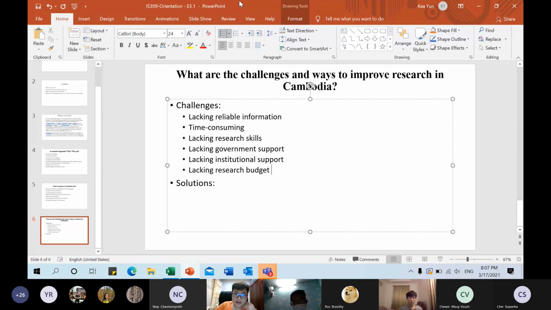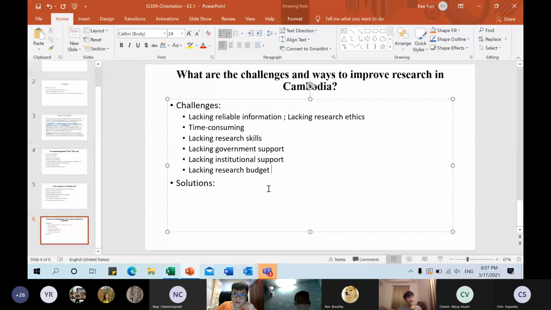Sure. One more, I think we lack research ethics. Okay. Because some researchers tamper with the results of the research, and sometimes they even sell the data to other companies. Okay. You can see, like Smart, they sell our phone numbers to WeMart. That's right.